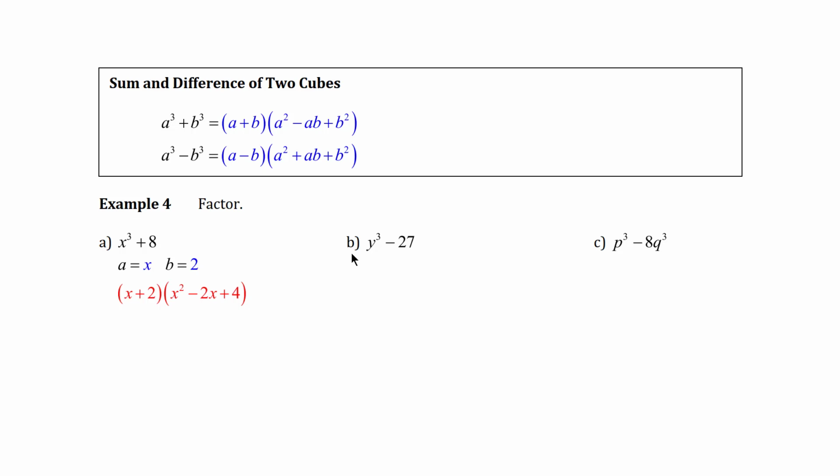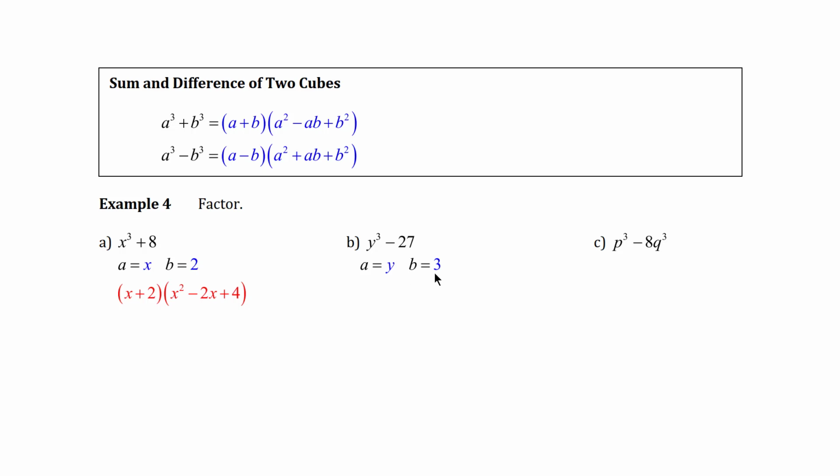Moving on to part B, we have y cubed minus 27. To factor this, we need to use the difference of cubes formula. First, we need to find A and B. To find A, we take the cube root of y cubed. This is y. To find B, we take the cube root of 27, which is 3. So A is equal to y and B is equal to 3.